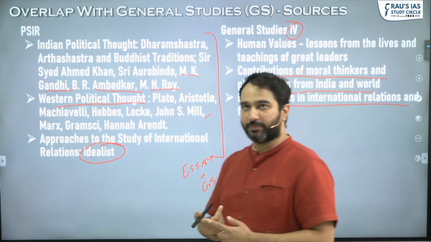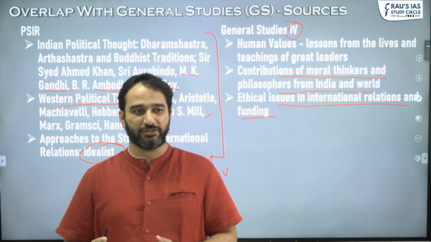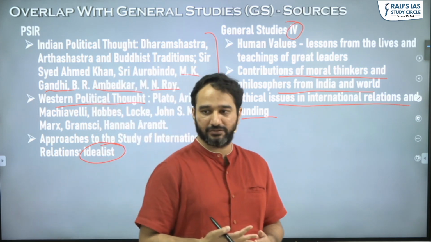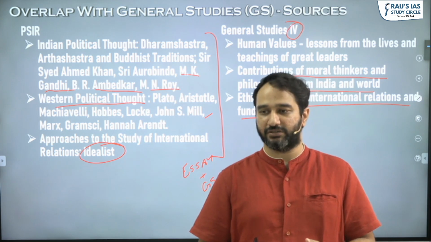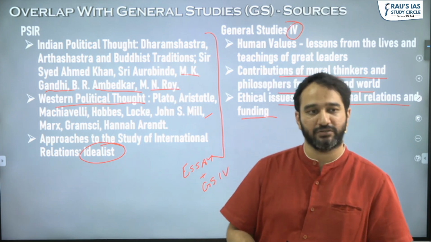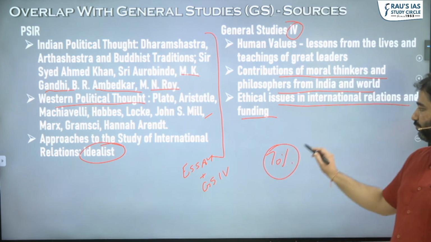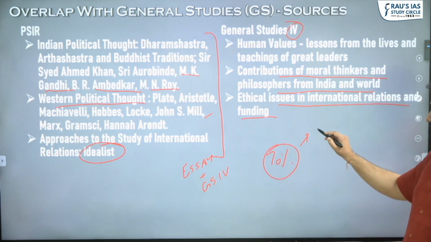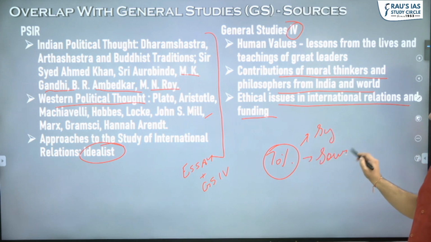So whether it's GS paper 1 with history and society, GS paper 2 with polity and IR, GS paper 3 with economy and security, or paper 4 with thinkers, there is a huge overlap with PSIR. That is why it is said there is a 70% overlap, which includes the syllabus, the sources that you pick up to study, and the PYQs.